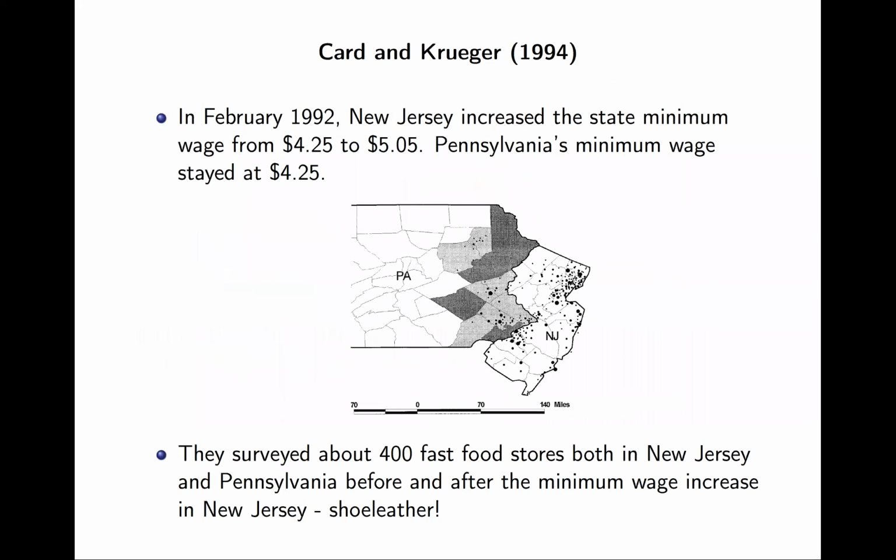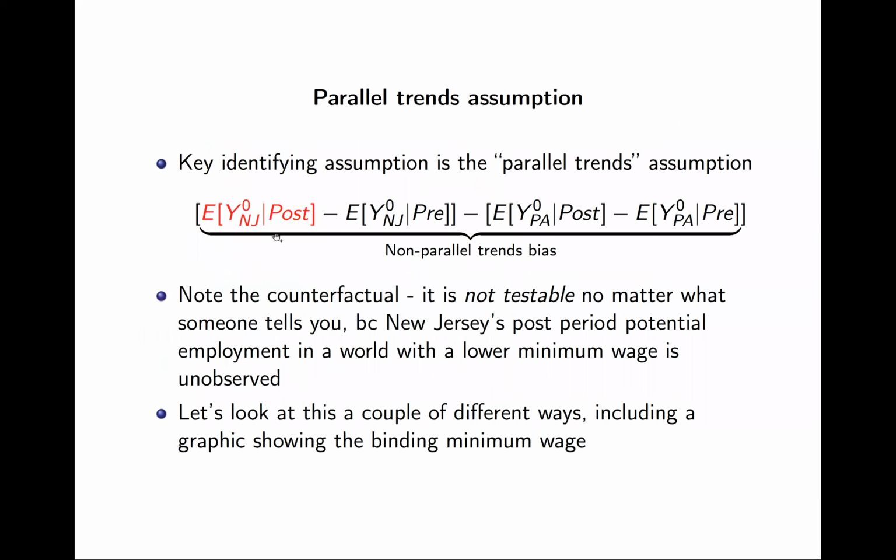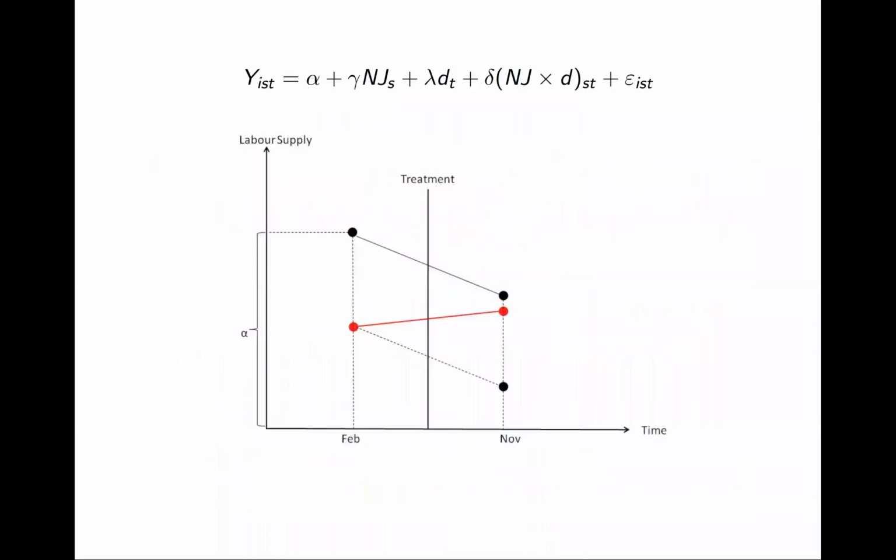Okay, sorry, this is taking so long. Here's the parallel trends assumption. And if this is not zero, it's non-parallel. And when you estimate the ATT, it will be biased. We've got this counterfactual state of the world minus the observed state of the world, and then the observed state of the world minus the observed state of the world for the control group.